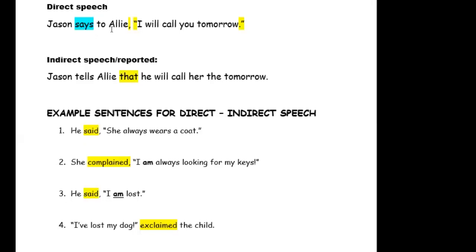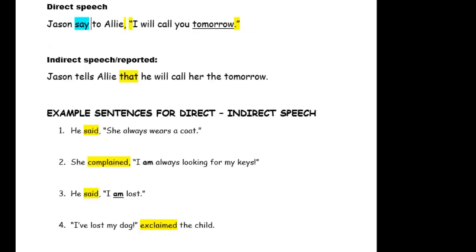So usually when you're changing from direct to indirect speech, words like tomorrow will become the next day, right? If I'm changing from present to past tense. But because this introductory verb is in the present tense, everything in my sentence here will stay in the present tense. So you'll relate it as Jason tells Ellie that he will call her tomorrow, right?